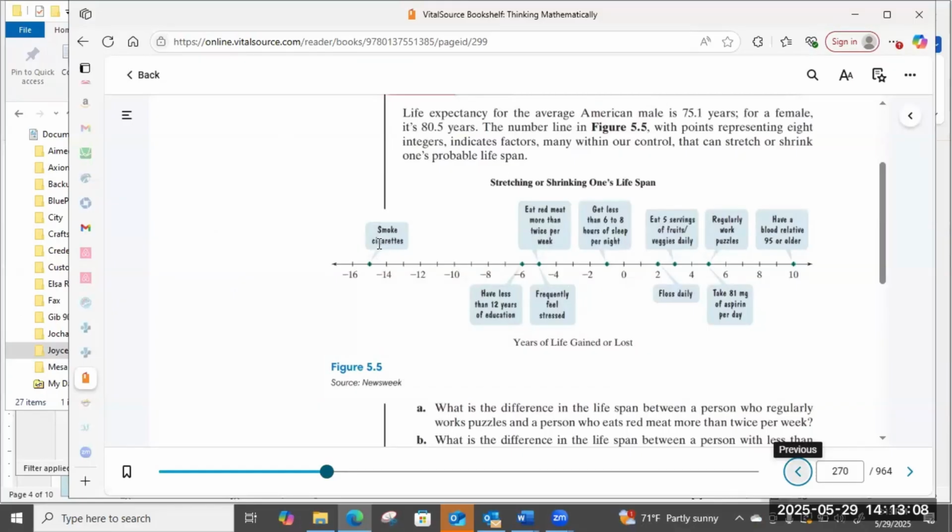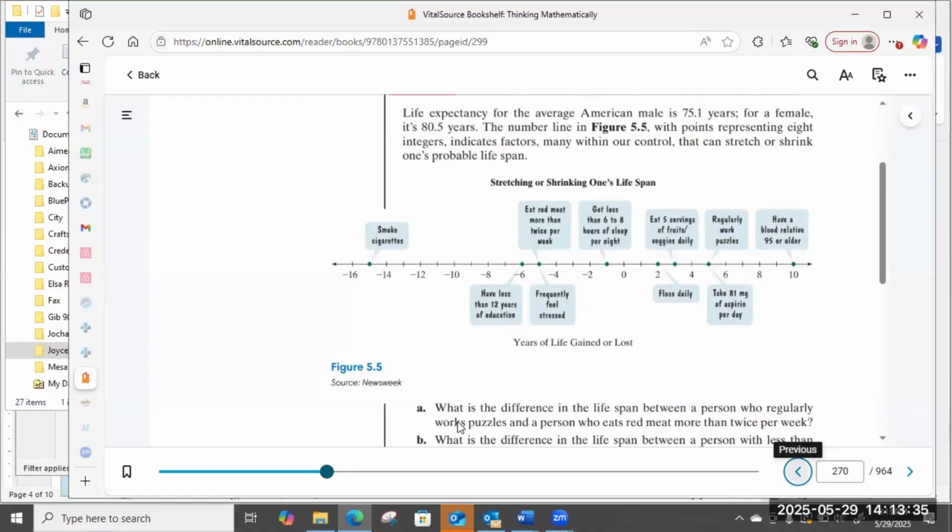So, on average, if someone smokes cigarettes, they are losing 15 years of life. On the other hand, if someone has a blood relative who's 95 years or older, they can expect to live 10 years longer than the average life expectancy, which at the time this was written was 75.1 for men and 80.5 for women.